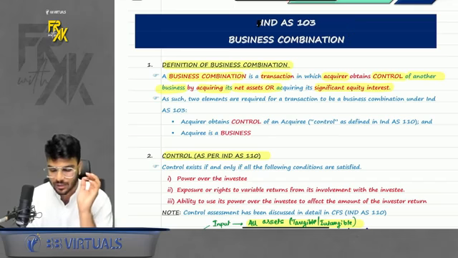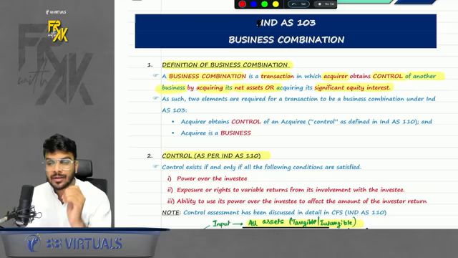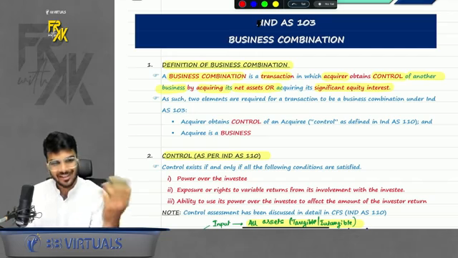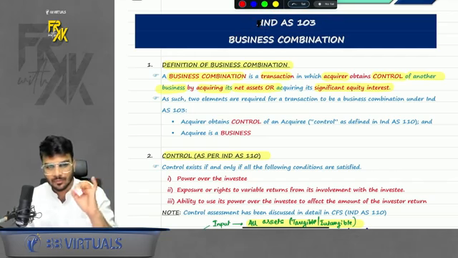So on that note, let's start the revision of Ind AS 103 Business Combination. Do remember three things. First, this is going to be in 100% English. Second, in this revision we will cover the concepts as well as the questions. Third, let's start. Okay, so without wasting time, let's start the revision in 3, 2, 1 and go.